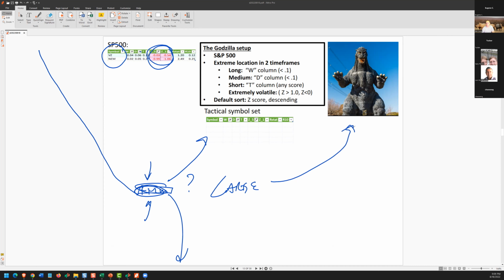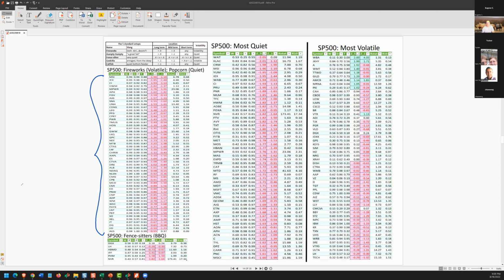No Godzillas in the tactical symbol set. However, a large number of fireworks for the reasons I described earlier. These are the ones that have burst way high and have consolidated. And these are actually the popcorn form of this because they are so quiet. That bright red means it's more than 1 standard deviation below the average volatility for both the 5-day and the 1-day.